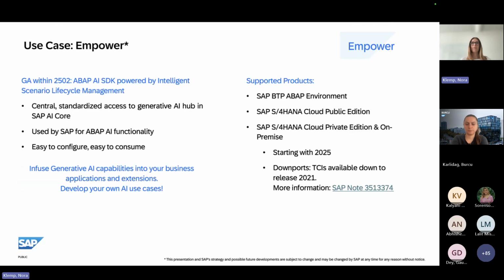The second use case, the Empower scenario, can be used via the ABAP AI SDK powered by the Intelligent Scenario Lifecycle Management. This is a central standardized access to the Generative AI Hub in the SAP AI Core. And this is the same hub we use by SAP for our ABAP AI functionalities. It is easy to configure and easy to consume. And here you have the possibility to infuse these generative AI capabilities in your own business applications and extensions.